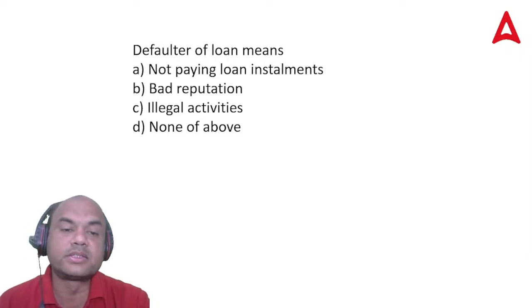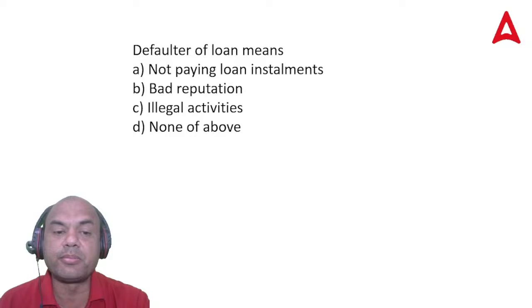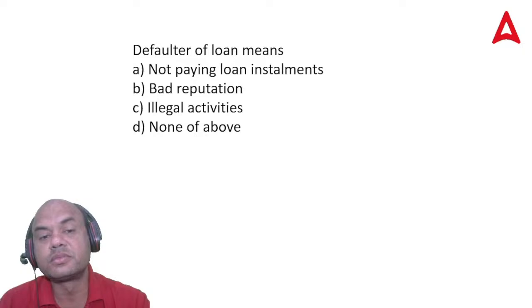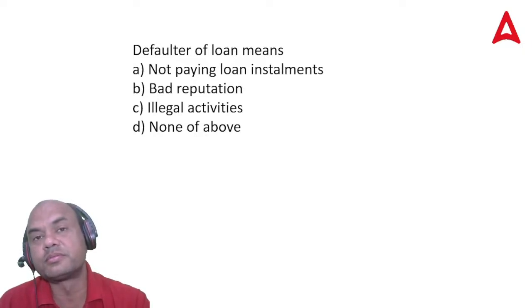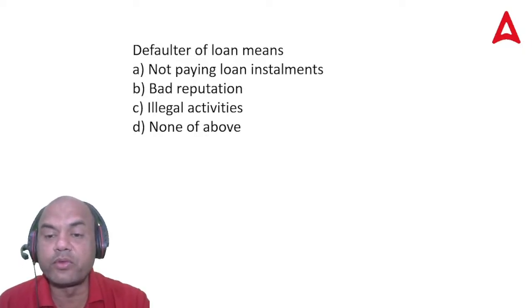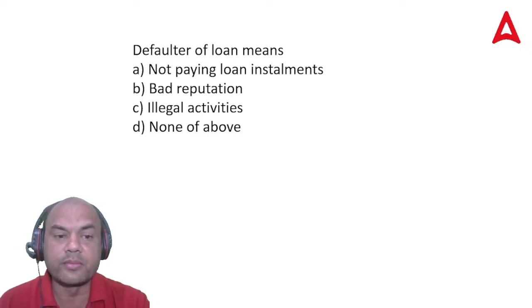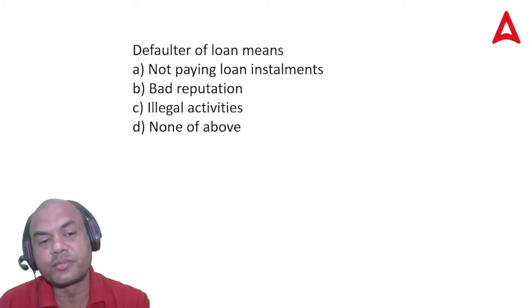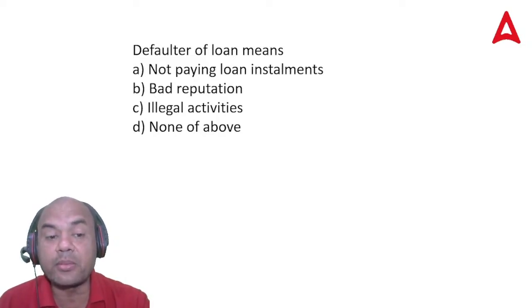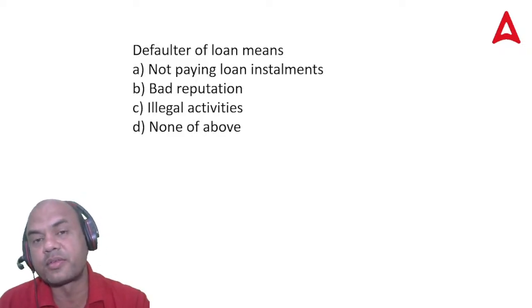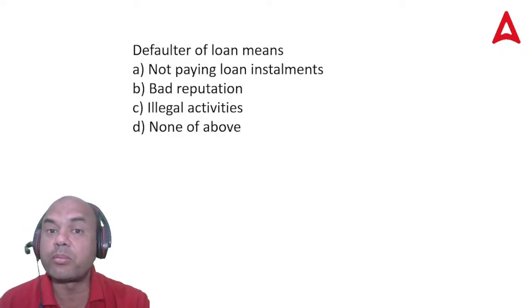Defaulter of a loan means: not paying the loan installments, bad reputation, illegal activities, or none of the above. How do you know a defaulter of a loan? Many of you will get confused over here. Many of you will have the mindset that B and C are also correct. But remember, from the banking purpose, A is the answer.